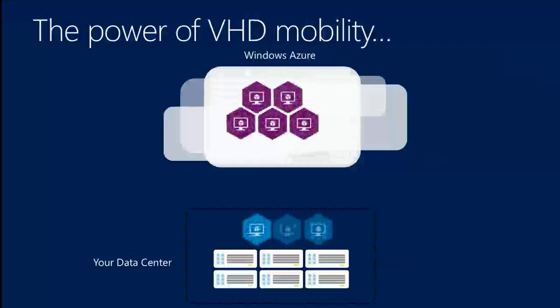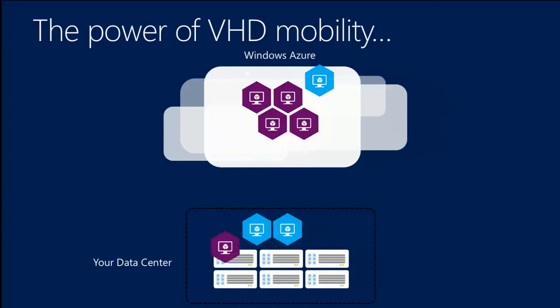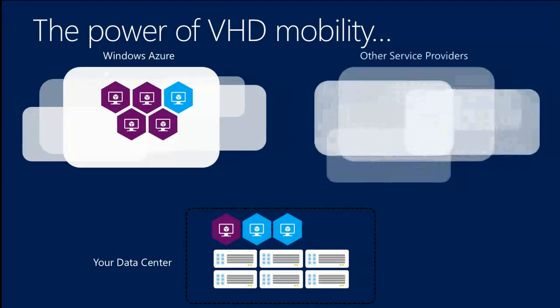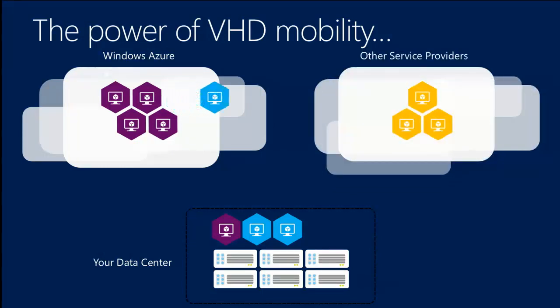So the power of VHD mobility: I have my data center, and like I said, I have Azure. I want to be able to take the VMs that I've set up on-prem into Azure, as well as external service providers. I want to be able to give another external service provider that's running Hyper-V maybe my same exact image. Now I have the VHD mobility capability to do that.